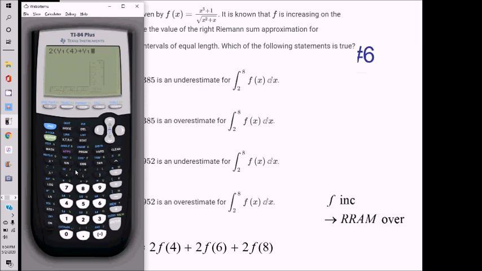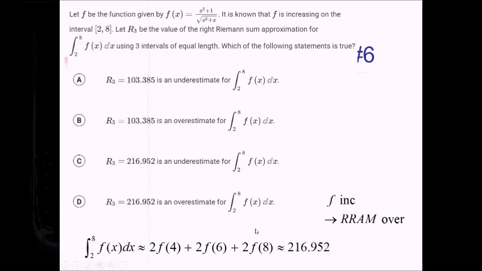Y1 again. This time I'll plug in 6 plus alpha trace y1 of 8. Close the parentheses twice. Press enter. And that all comes out to 216.952, which is, let's see, going to be either C or D. We need overestimate, so it's going to be D.